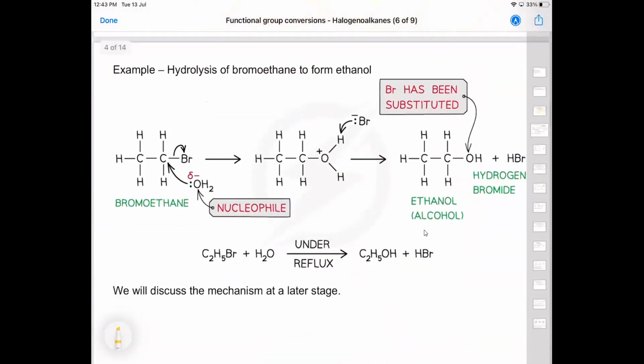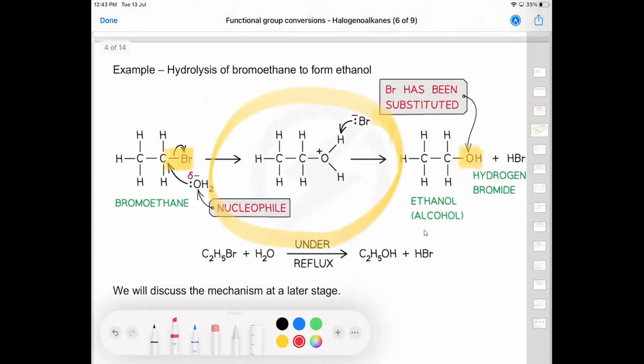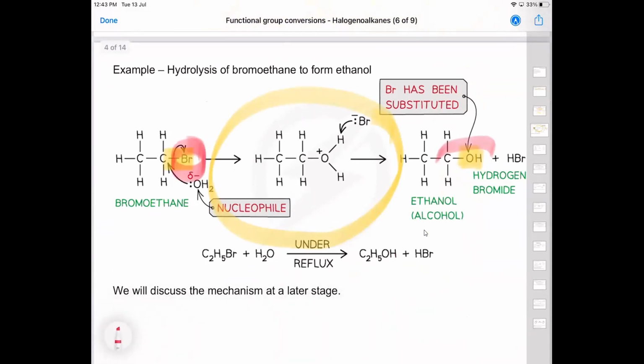Also, just as a very simple example, you'll see here that we start with a bromine atom connected to the carbon. Don't worry about this in the middle here. That's not important for now. But what you'll see at the end is all we've done is substituted the bromine on the left for the OH on the right. So I started with bromoethane and I ended up with ethanol.